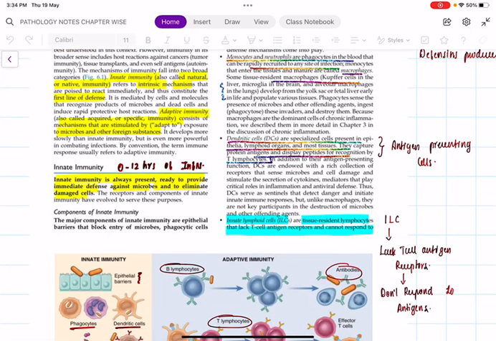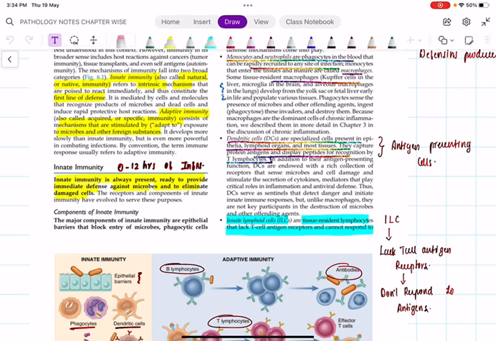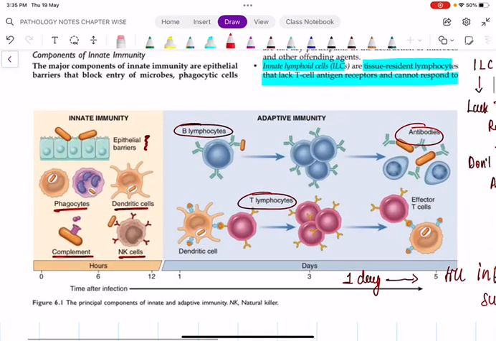Now let us see some features of innate immunity. What are the components, features of acquired immunity and its components? Innate immunity is the first line of defense. Suppose you are getting an infection. In the initial 0 to 12 hours of infection, what you are getting is nothing else but your innate immunity. Let us see what are the components of this innate immunity. This picture explains the components of innate immunity. Number 1, epithelial barriers. Number 2, phagocytes. Number 3, complement cascade. Number 4, dendritic cell.